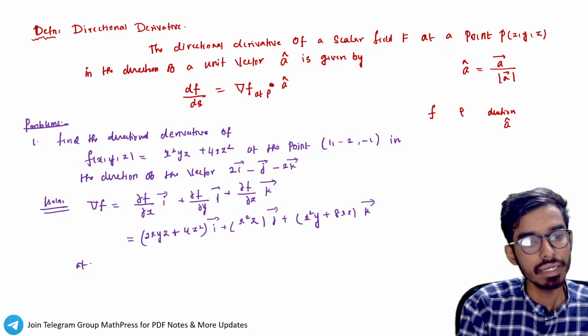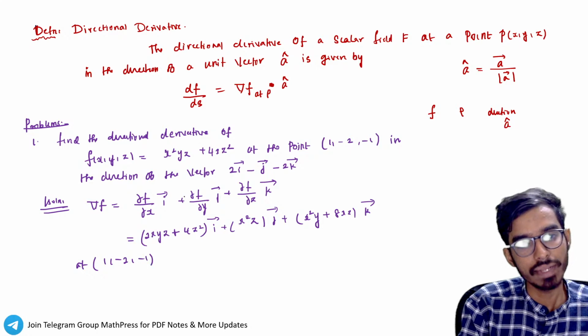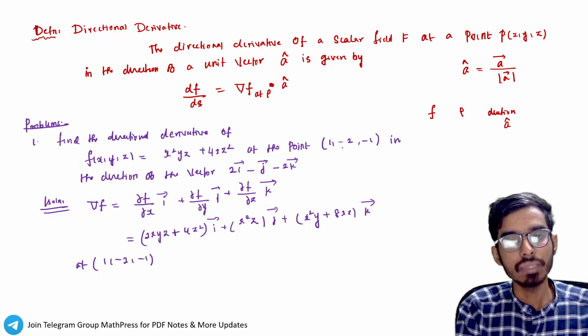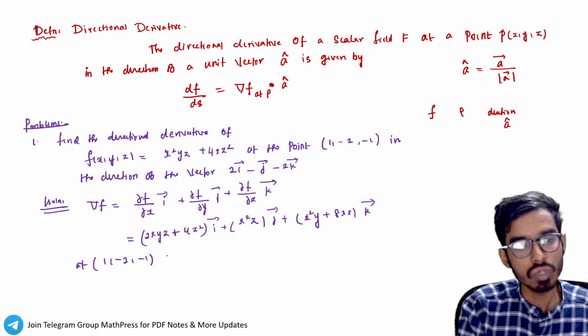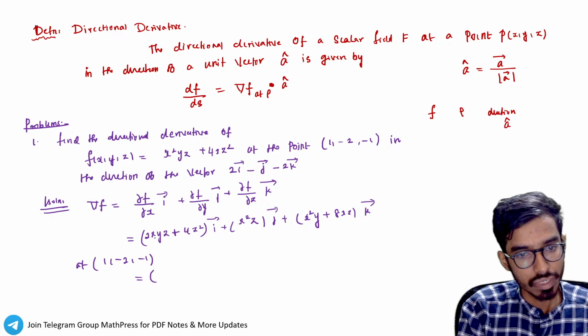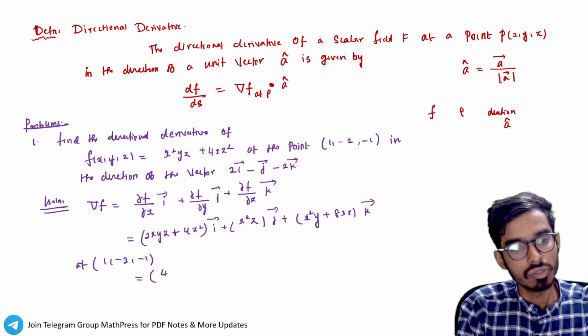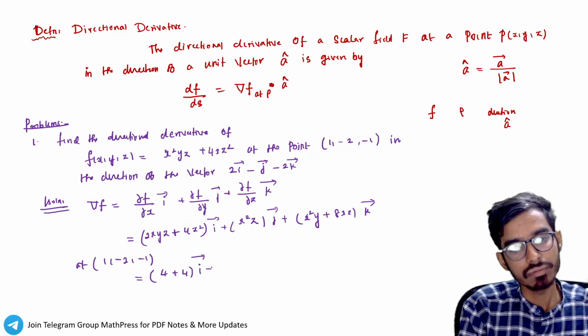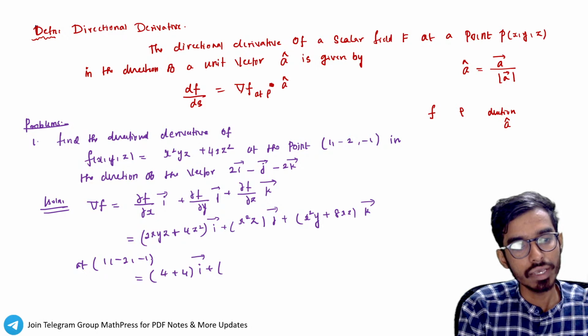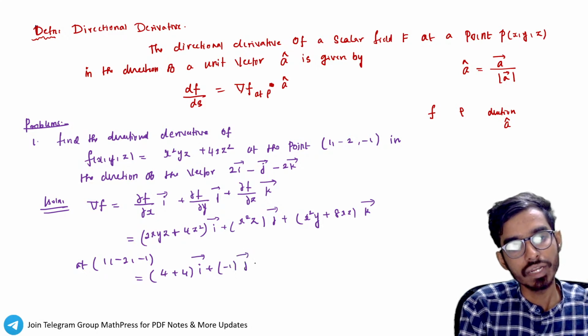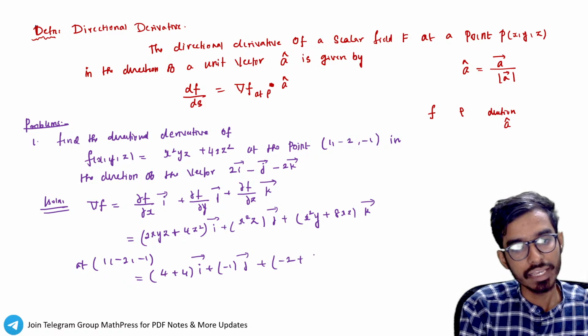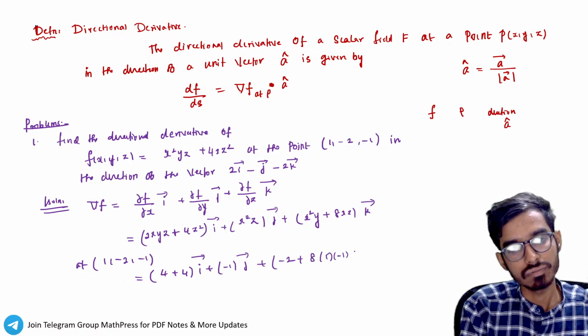Now at the point 1 comma minus 2 comma minus 1, because we need to find del phi at P. So this is a point P here at 1 comma minus 2 comma minus 1. So 2xyz will be 2 times x into y into z, so we have 4 here. 4z square will be 4 again into i vector. x square z: 1 square into minus 1, so minus 1 into j vector. x square y will be minus 2. 8xz, so 8 times x into z.